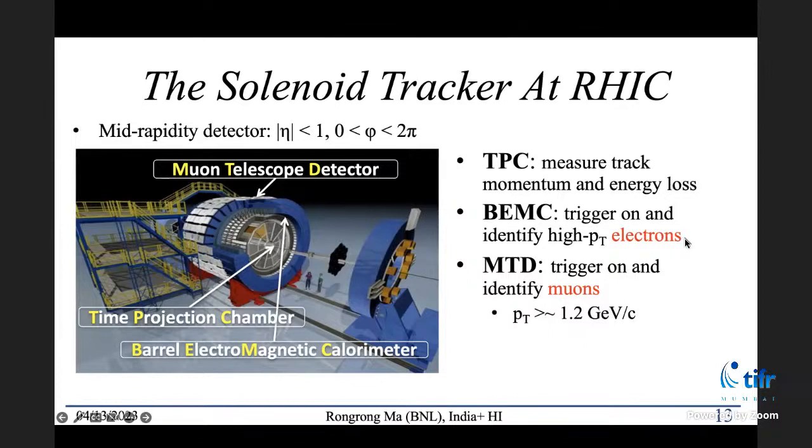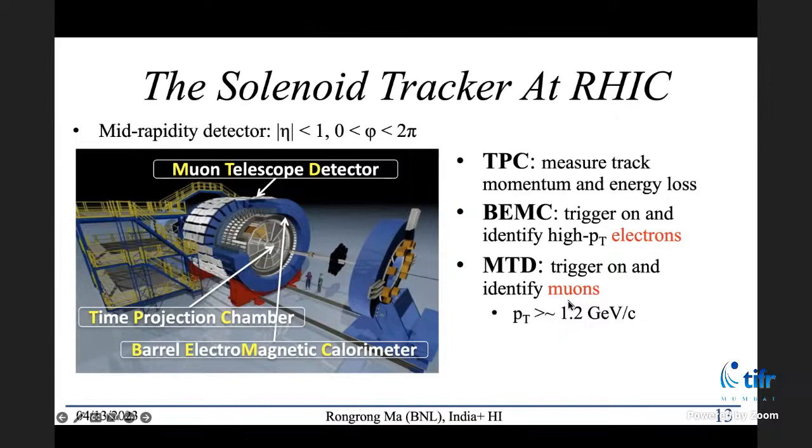For the electron channel, we use the barrel electromagnetic calorimeter, barrel meaning it's in the middle, which can be used to trigger and also identify high pT electrons. Again, it's used for PID, or particle identification, of the electrons. We also have the so-called muon telescope detector, which can be used to trigger and identify muons. So this is used for the muon channel.